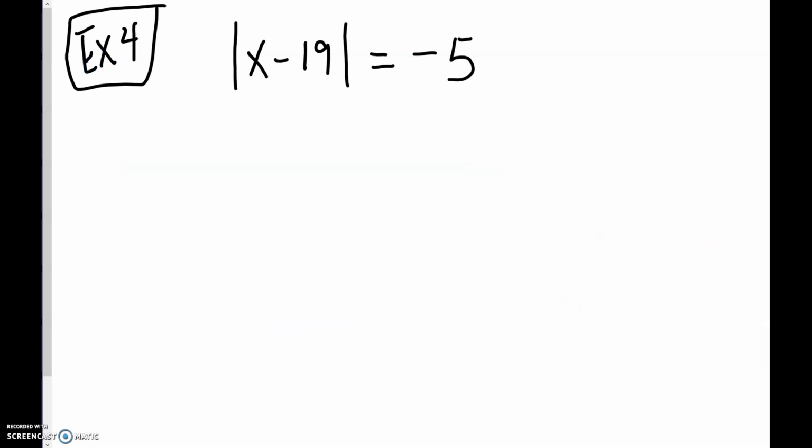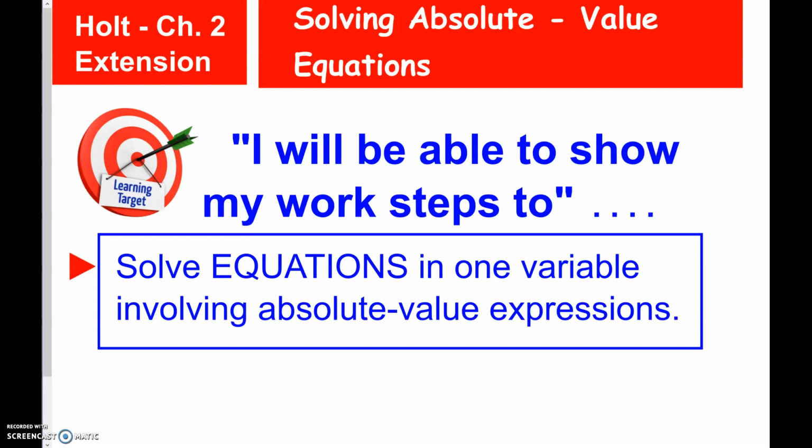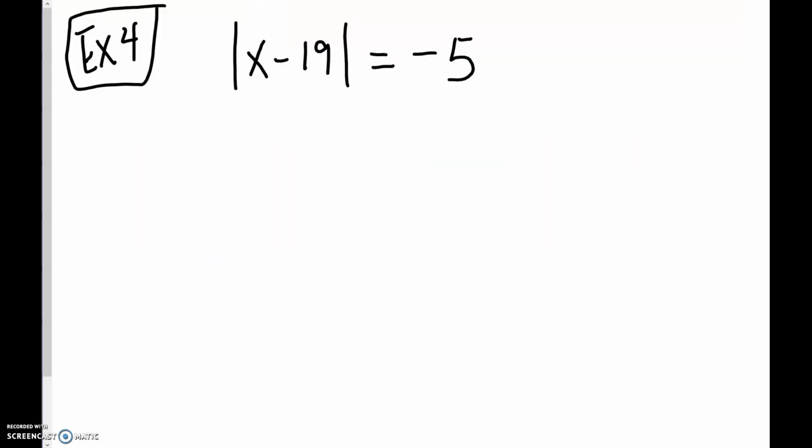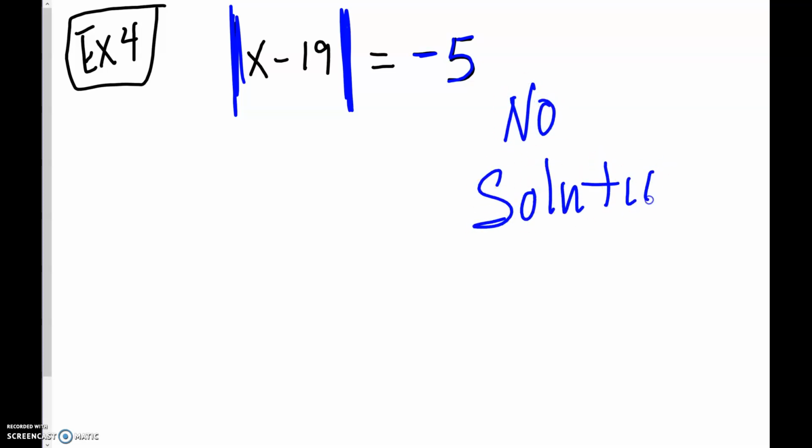Oh, we skipped a problem here. Oh, goodness. All right. So, absolute value equals a negative number. What's the answer going to be here? No solutions. We do not even solve it. No solutions. We're done. You cannot take the absolute value of anything and get a negative number.